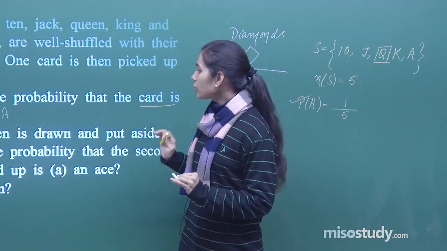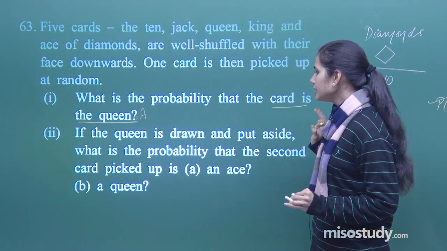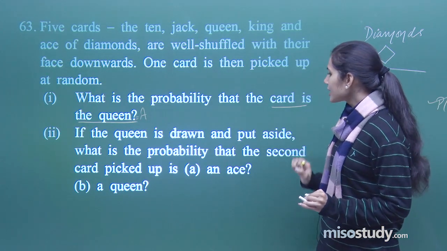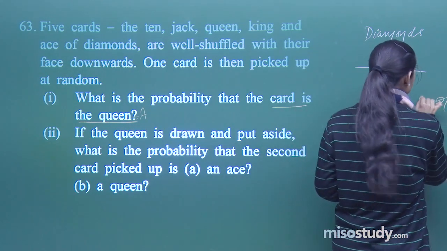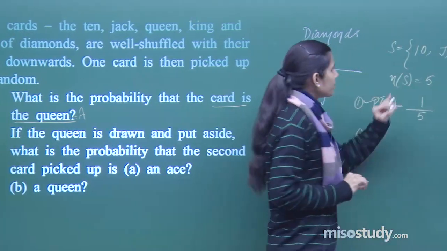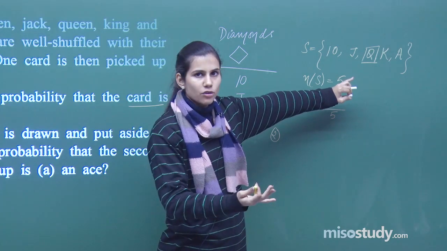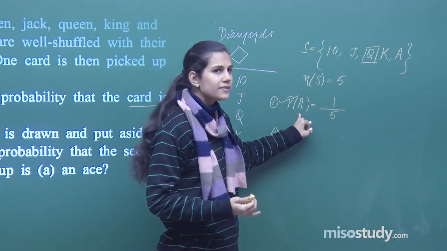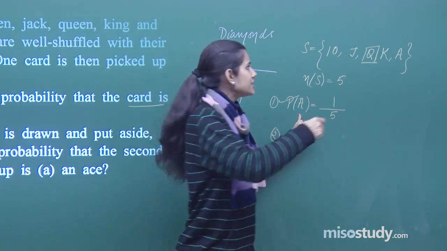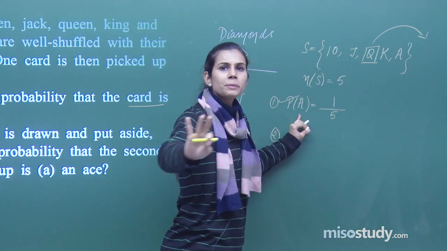Next part says, if the queen is drawn and put aside, now what is the probability that the second card picked up is an ace or a queen? See, what is happening? Previously I had these 5 cards, so in total there were 5 possible outcomes. Out of 5, I was finding the number of outcomes which are favoring event A. Now the question says this queen has been picked up and moved aside, not replaced back.